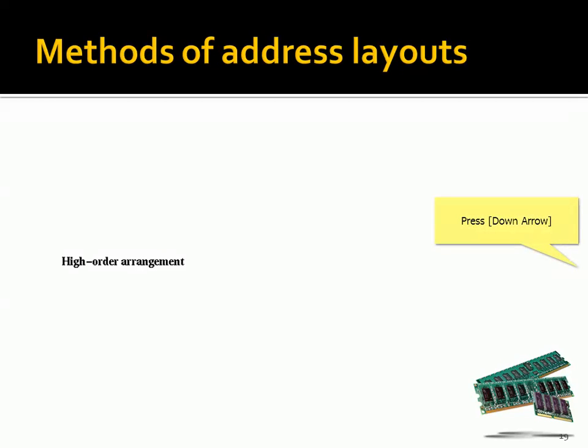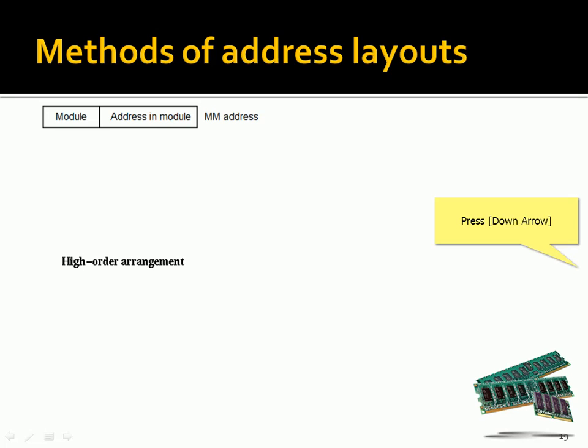So that is called higher order interleaved memory. There are two ways we can do that. One is called higher order interleaved memory, the higher order arrangement. In the higher order arrangement, there is an address generated by the CPU.